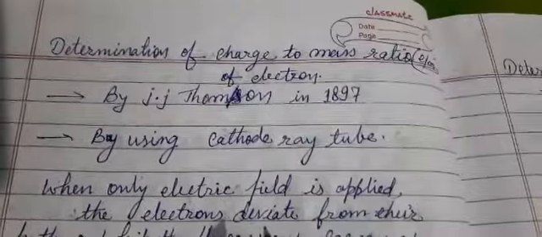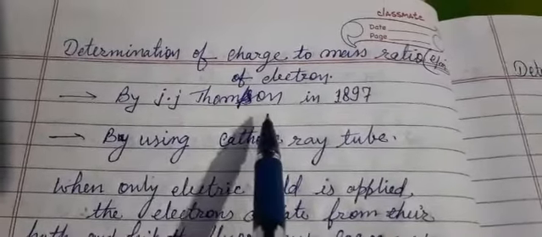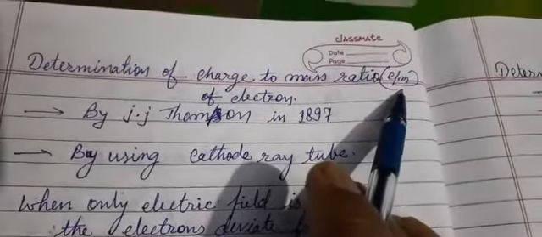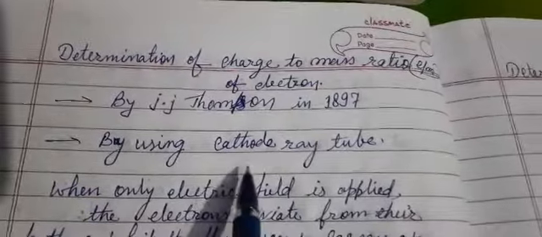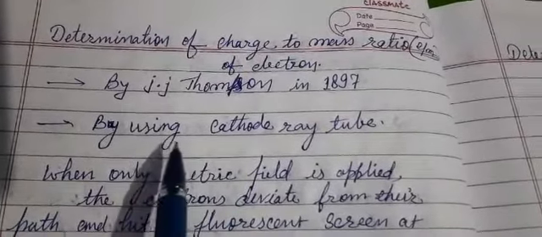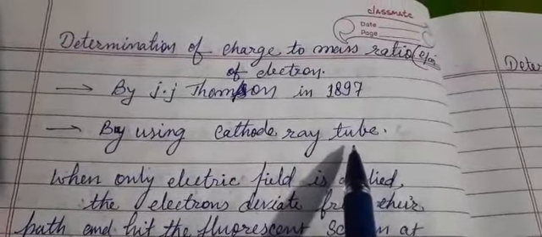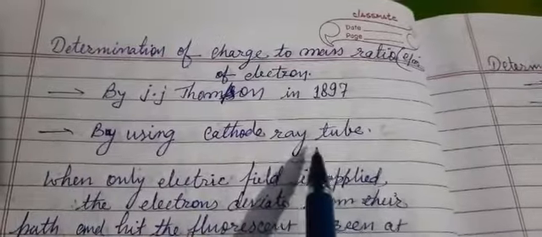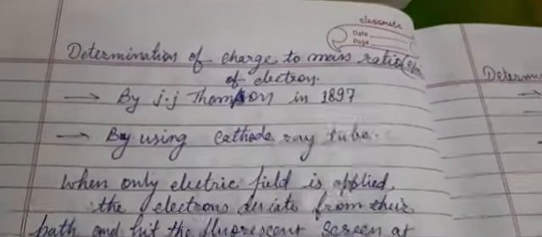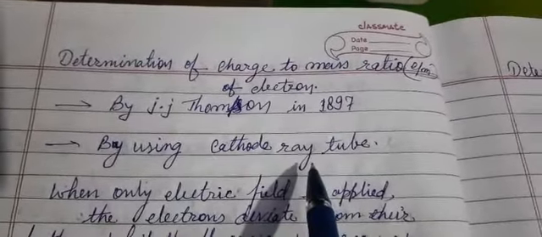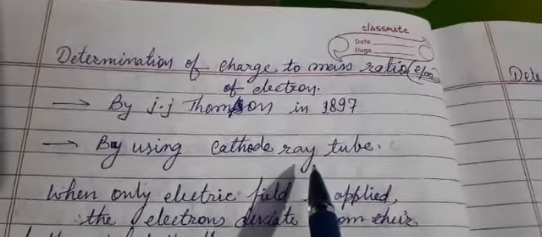This determination of the charge to mass ratio was taken up by Mr. J.J. Thomson. He calculated the e by m ratio, the charge to mass ratio, using a cathode ray tube experiment, the same instrument with which we discovered the electron or cathode ray. Now we will see the arrangement.